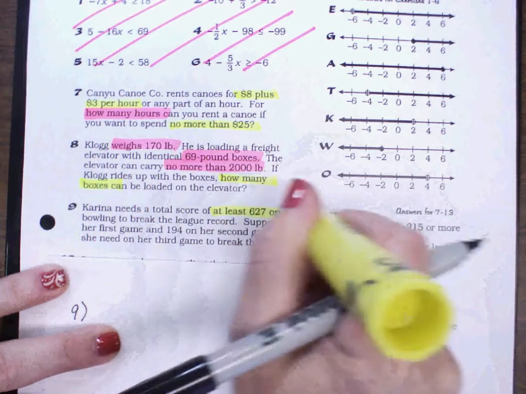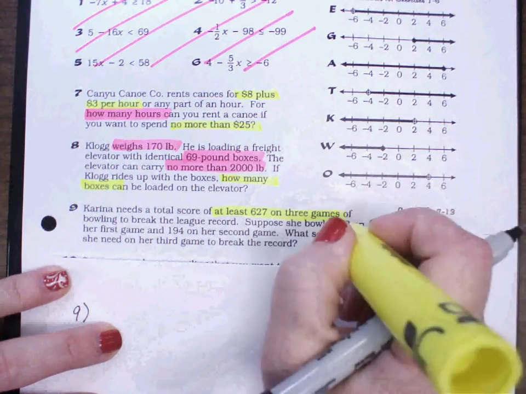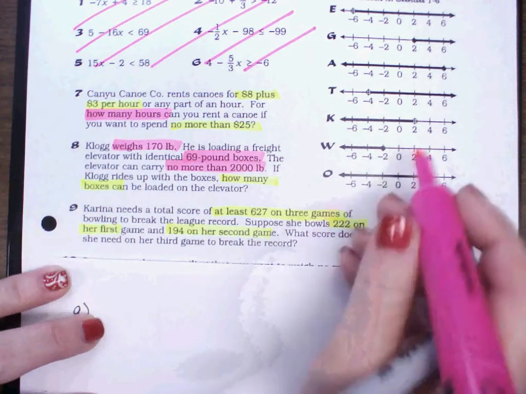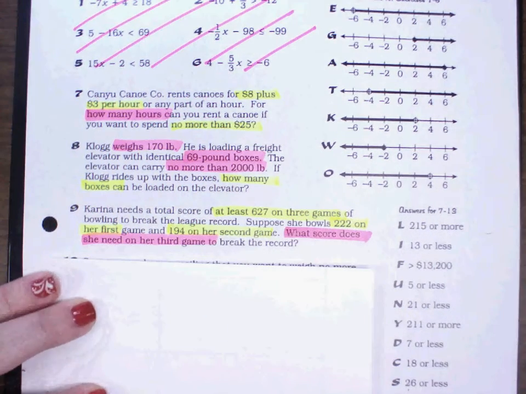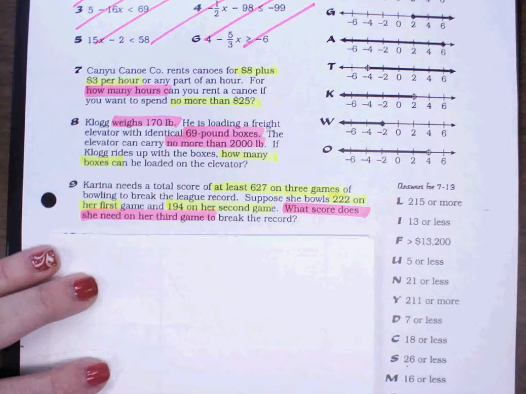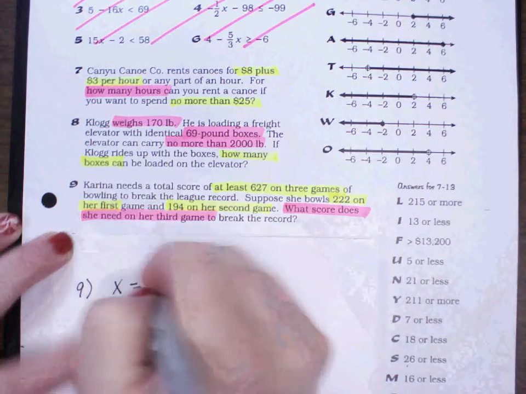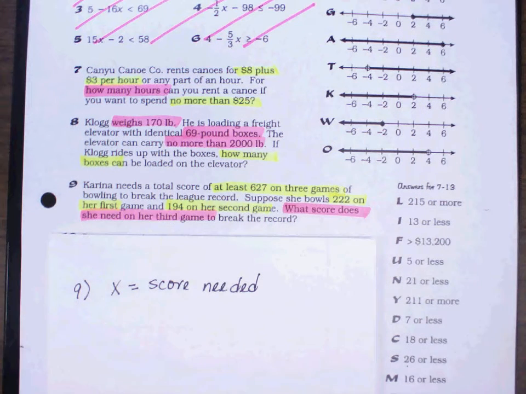All right, number 9. Karina needs a total score of at least 627 on her 3 games of bowling to break the league record. Suppose she bowls 222 on her first game, 194 on her second game. What score does she need on her third game to break the record? All right, so what is X? Score needed. Very good. Go to the question. Score needed.